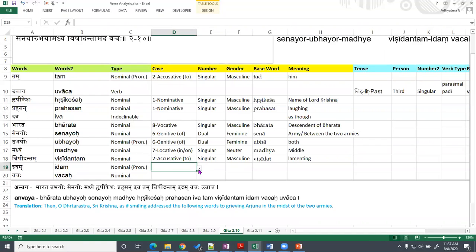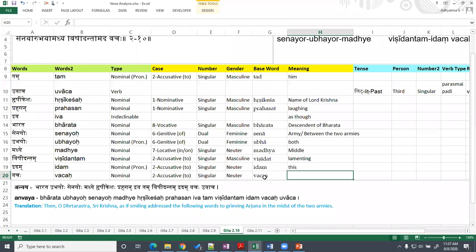Idam, it's accusative, singular, neuter. The base word is idam itself. It's a pronoun. It's a demonstrative pronoun, means this. And vachaha, it is also accusative, singular, neuter. The base word here is vachas. And this means speech, words.